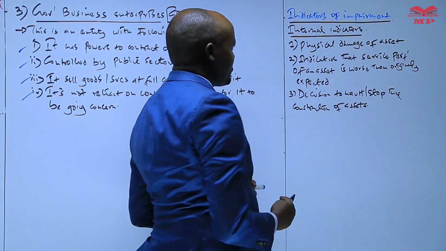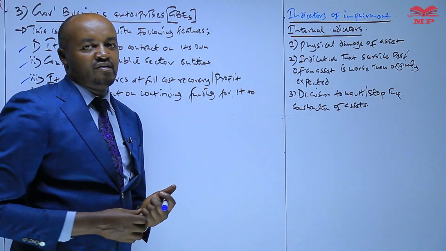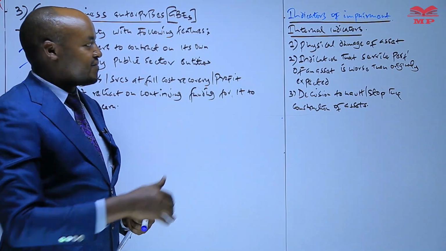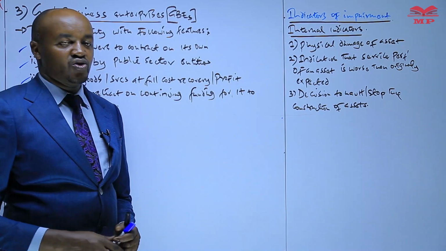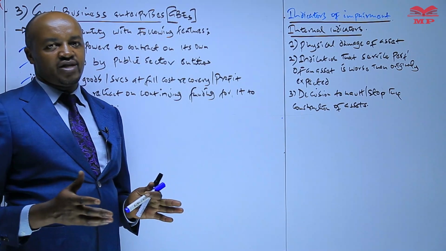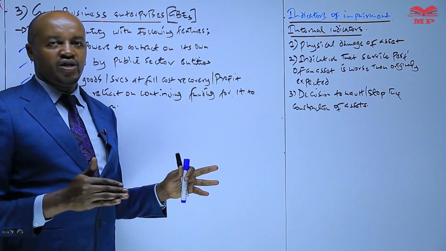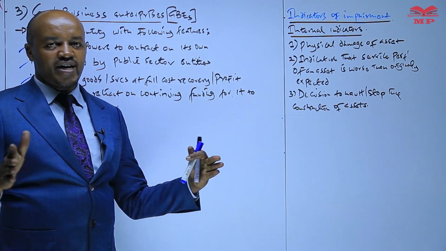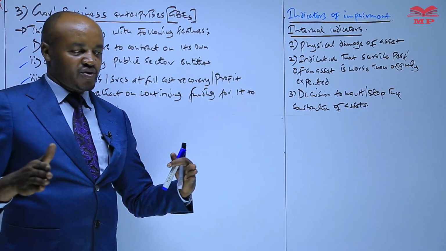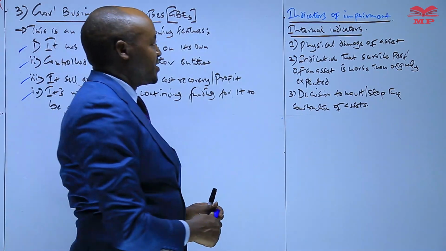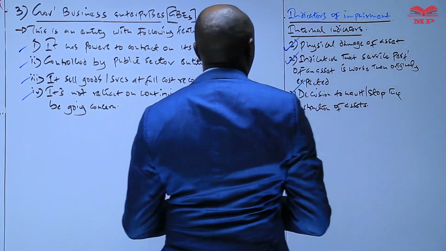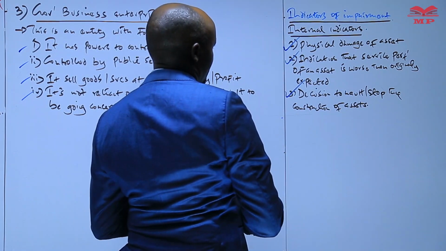So these are some of the internal indicators of impairment. Anytime any of these factors exists, it shows that the non-cash generating asset could be impaired. And according to IPSAS 21, a public sector entity at the end of the year should carry out an impairment review because there is some evidence that the asset could be impaired.